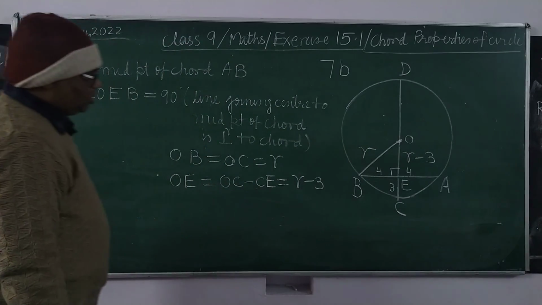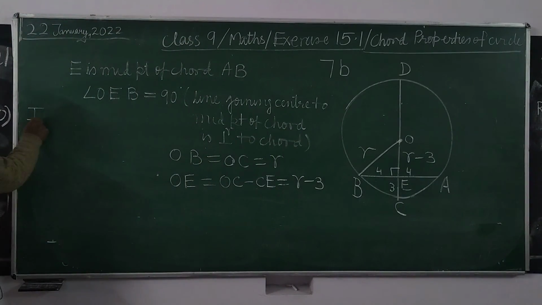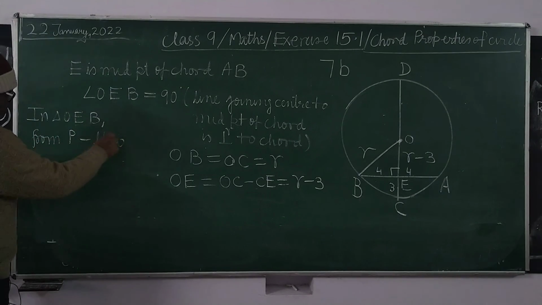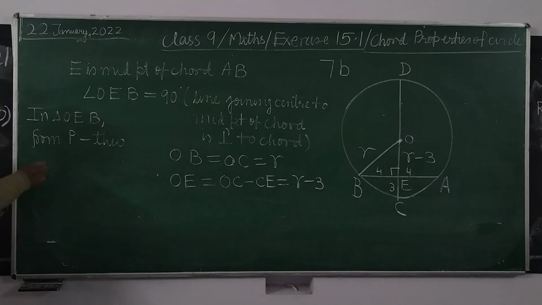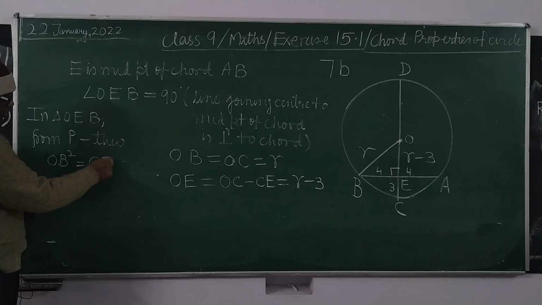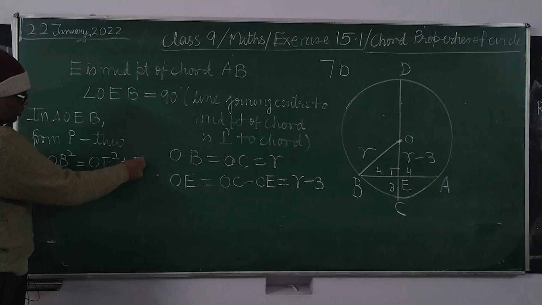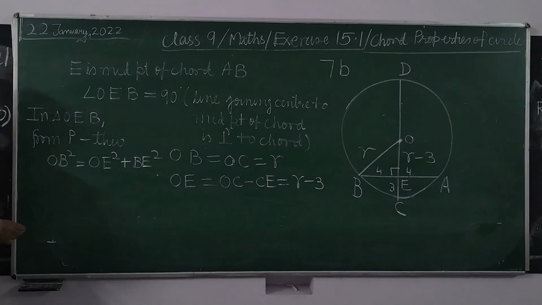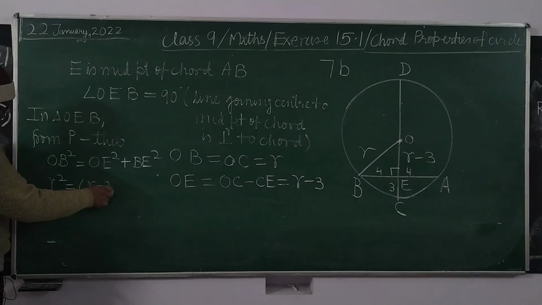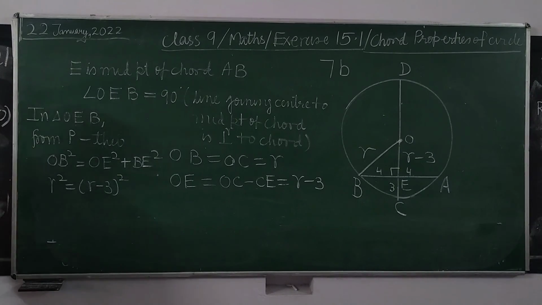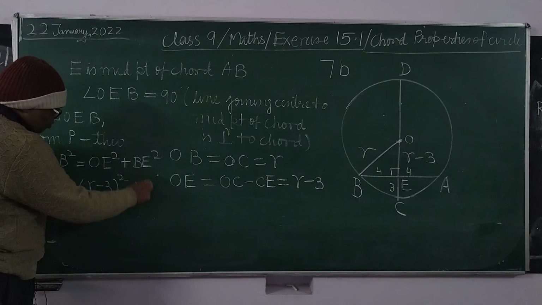So in triangle OEB, from Pythagoras theorem, OB square equals OE square plus BE square. OB square equals R square, OE square is R minus 3 whole square, and BE, it is already given, 4 square.